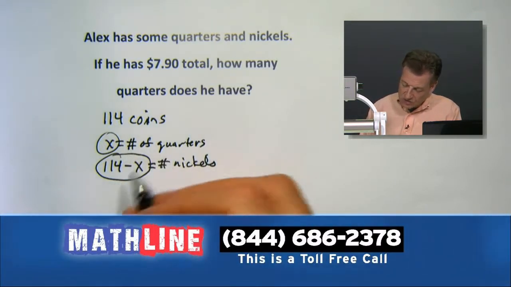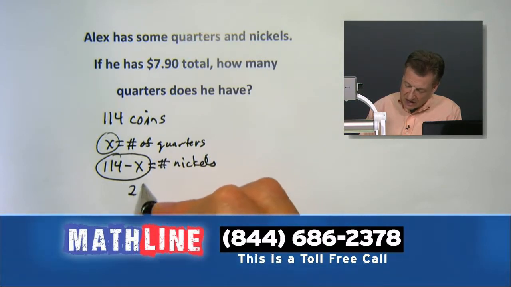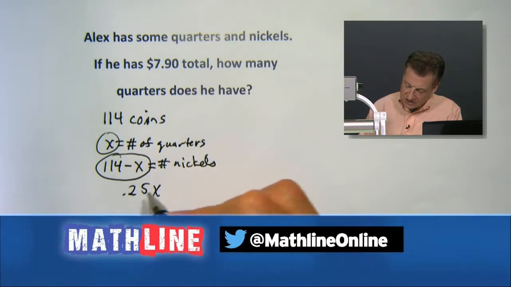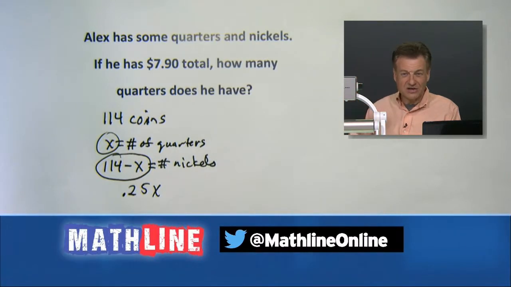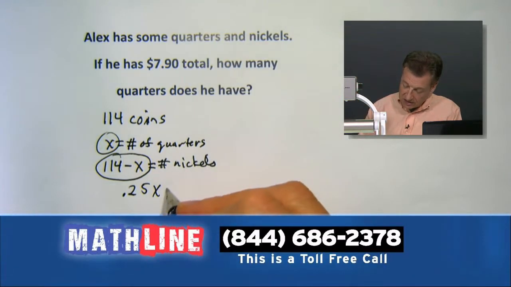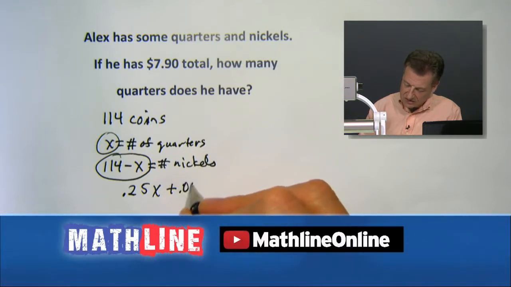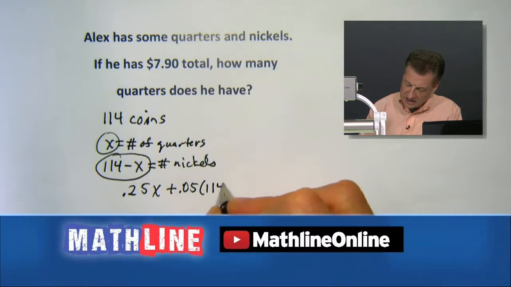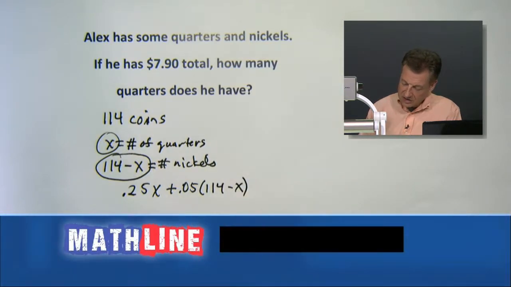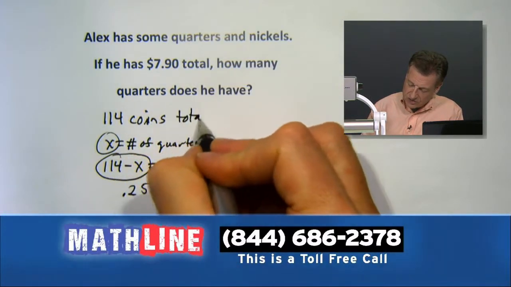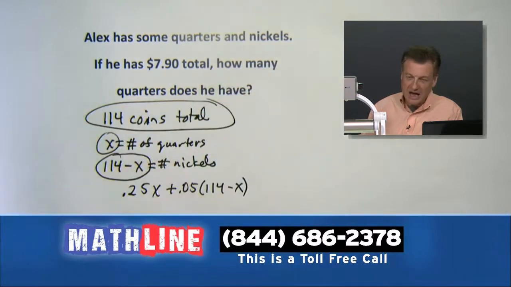We said quarters are worth 25 cents, so I'm going to put 25 times X. Got that? Now nickels, plus, what are we going to do here? Nickels are worth 5 cents, right? So 5 times 114 minus X. As you're tuning in, you say, wait a minute, what's that 114 about? I'm giving it to you.